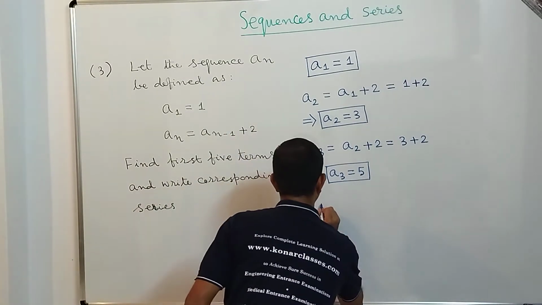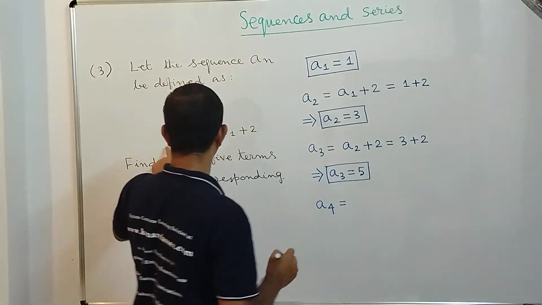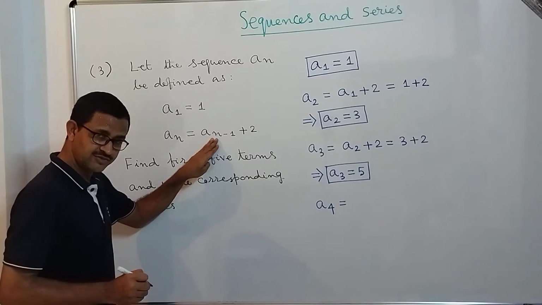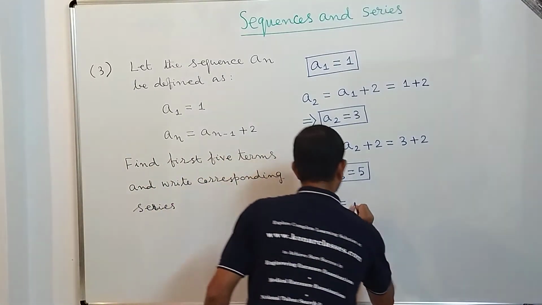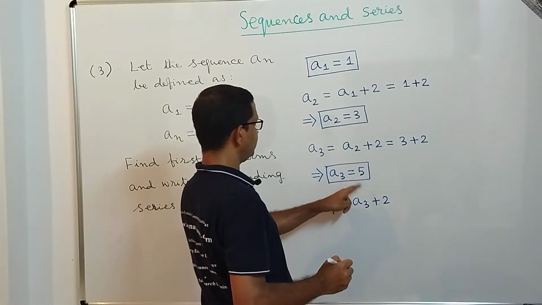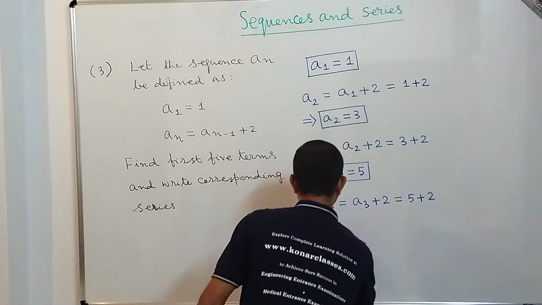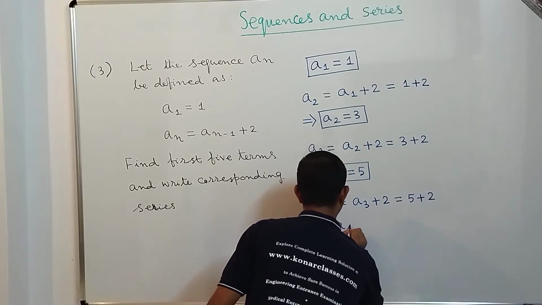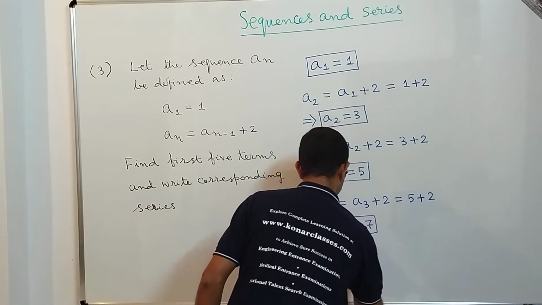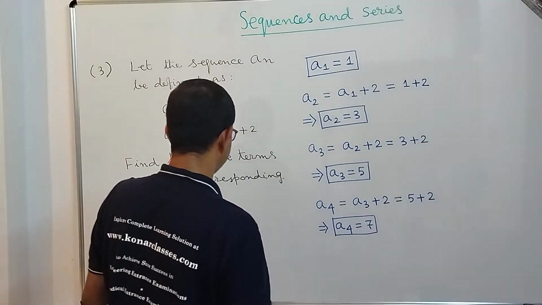Now let's proceed to find the fourth term. Fourth term is a4. What is a4, dear students? According to this recursive definition, a4 is equal to a_(4 minus 1), that is a3, plus 2. And the value of a3 we obtained in the previous step as 5. So that is 5 plus 2. So we get the value of a4 as 7. Correct, dear students?